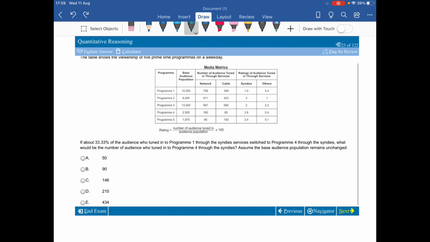Okay, so we can start reading this then. 33.33% of the audience who tuned into program 1. Now you just label and do little arrows whenever you're reading something to make sure it registers within your brain that you're looking at a different row again. This is for any question: try and do labels, circle things, do things like that. It really does help.